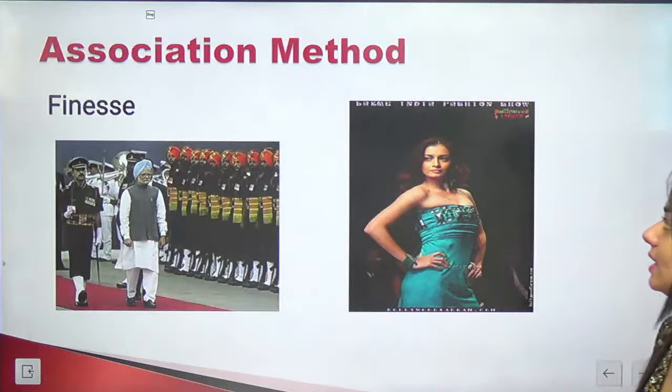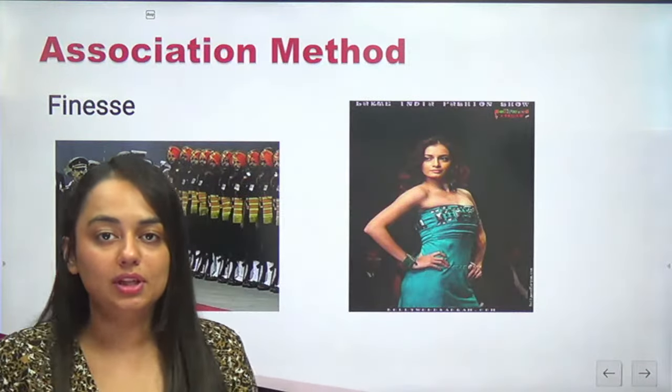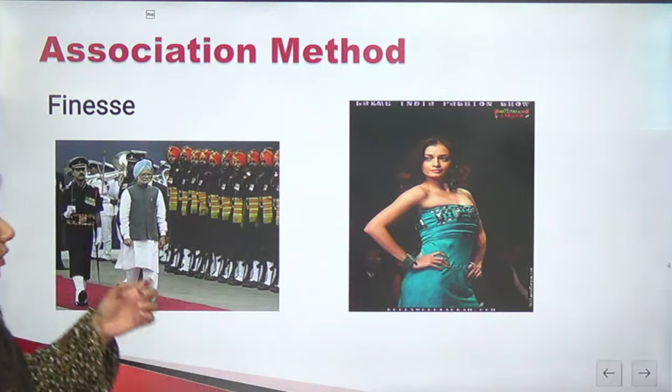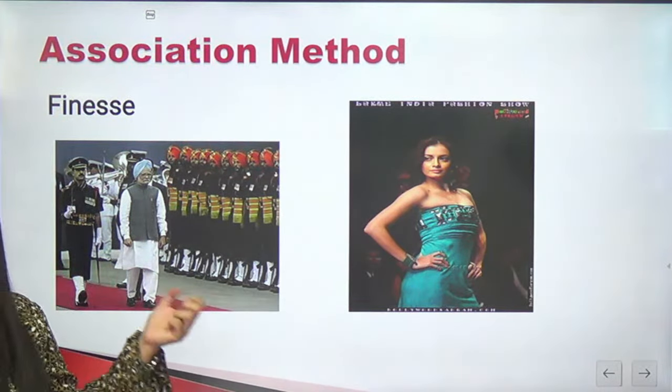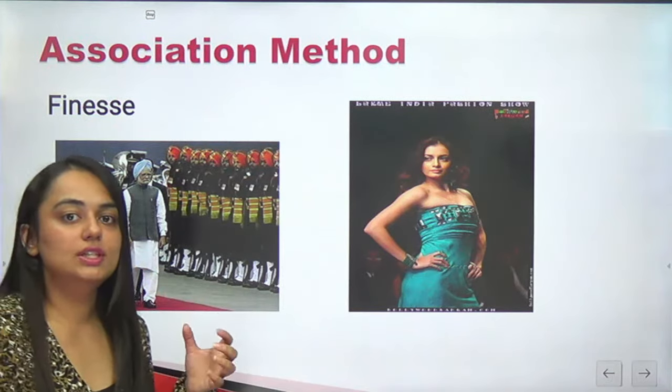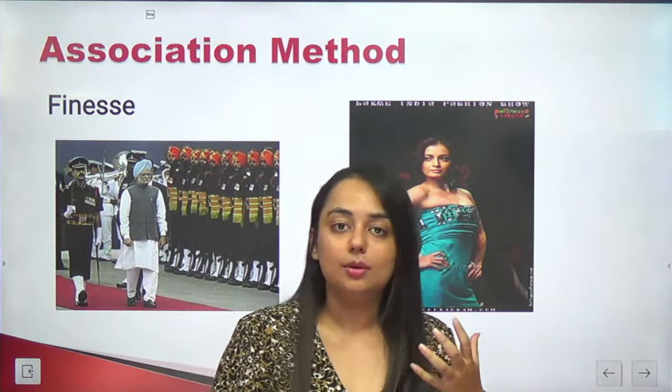Right, so next is the association method. The association method is when you associate things to remember them in the long term. The first one is thinness. I've given two pictures here. Images capture more of our attention and they try to fit in our mind.